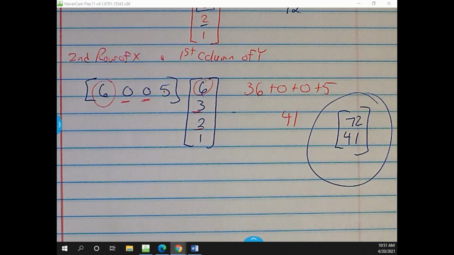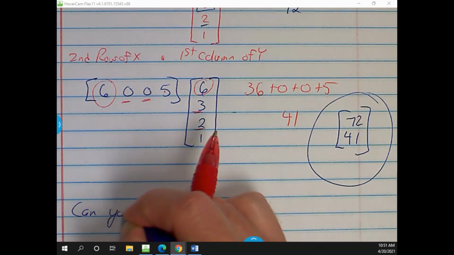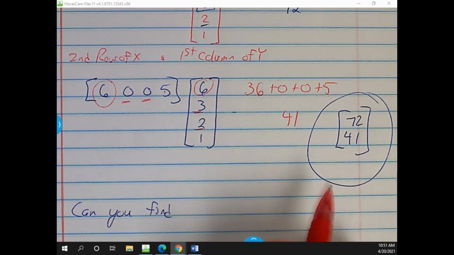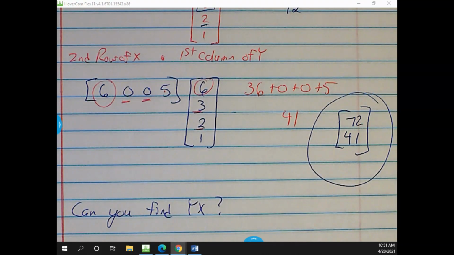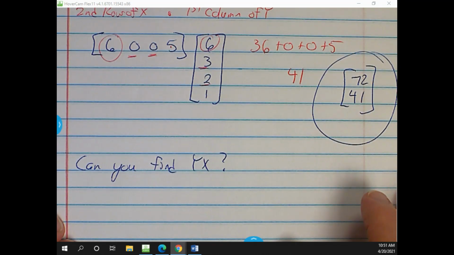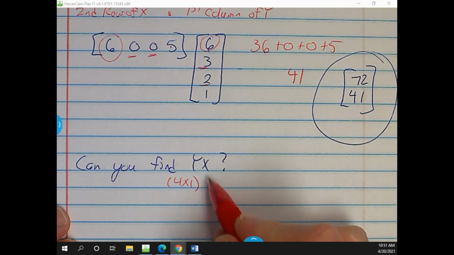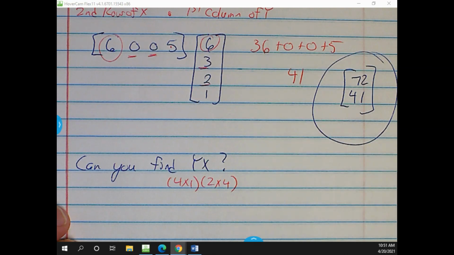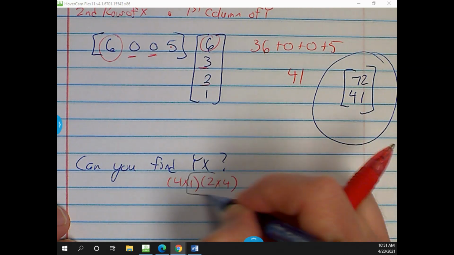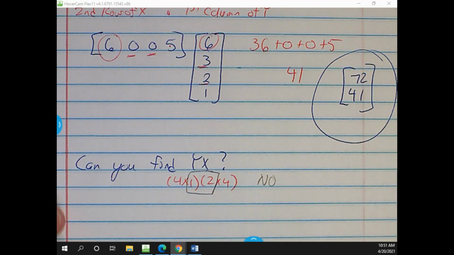Okay, so that was finding X times Y. And again, a lot of times on these, they may reverse it around, and they may ask you, can you find YX? Well, from back up here, we said Y was a 4 by 1 matrix, and X was a 2 by 4 matrix. Those numbers don't match up, so can you find it? No, it's not possible.